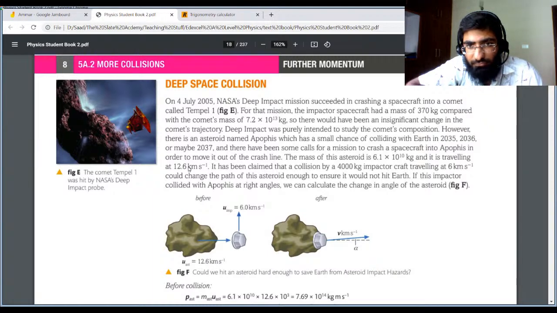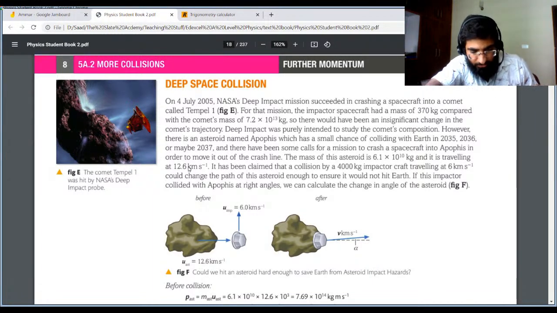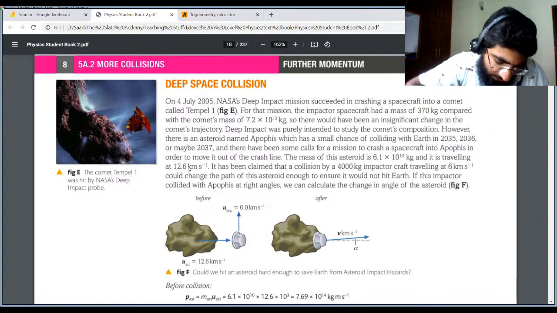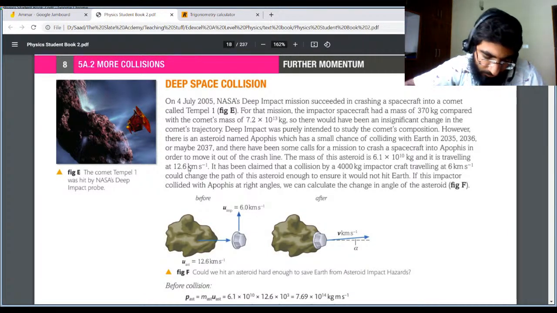So 12,600. The whole thing becomes 6.1 into 10 raised to the power 10 multiplied by 12,600. It becomes 7.686 into 10 raised to the power 14. Okay, the velocity of the impactor we have to calculate. What's the mass? 4,000 kg. Yeah.